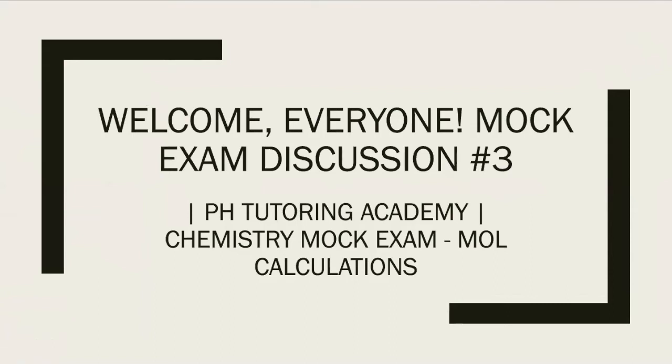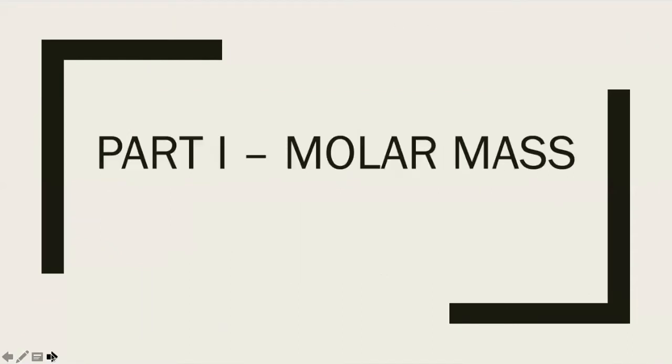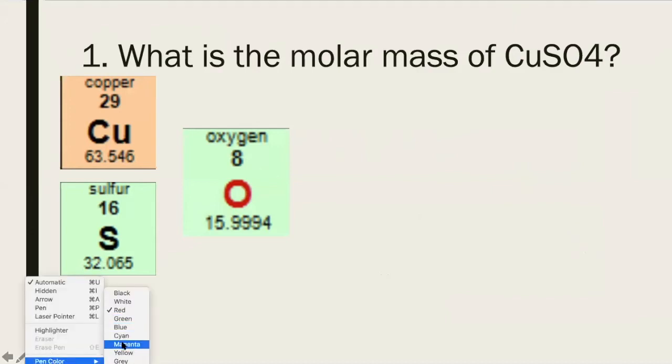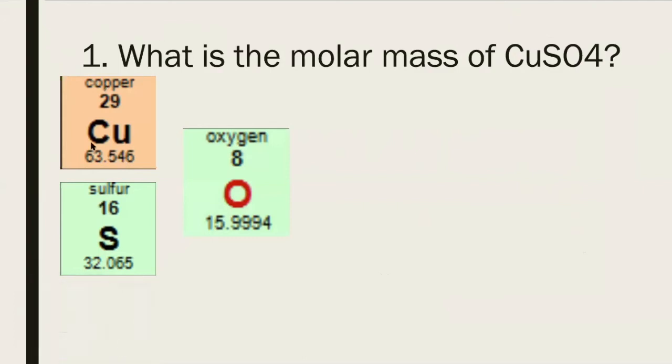Okay. So, let's start with part 1, molar mass. So the first question was, what is the molar mass of CuSO4? So first thing we do is we identify natin kung ilang atoms per element. So Cu is just 1 kasi wala siyang subscript. Same with S, 1 din kasi wala rin subscript. Tas O4, so ibig sabihin O is 4.